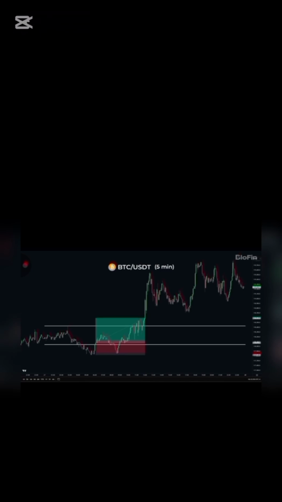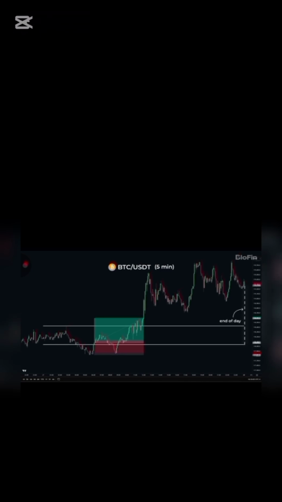However, it didn't manage to re-enter again until the end of the day. That means for this trading day, there were no more valid entries to take. But even with getting just 1 trade today, it was a high-quality setup and we walked away with solid profits.